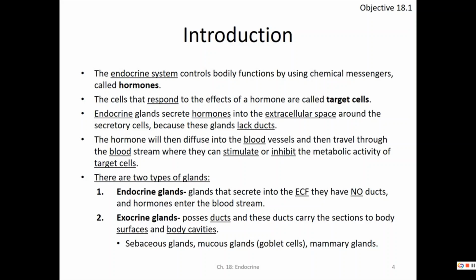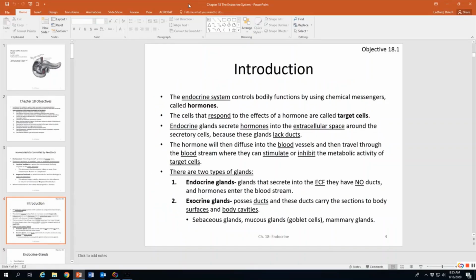Now, there are two types of glands out there. Endocrine, we know, goes into the blood. Endocrine, endoblood: no ducts, secretes hormones into blood. Exocrine, on the other hand, makes other secretions. This should say secretions, not sections.